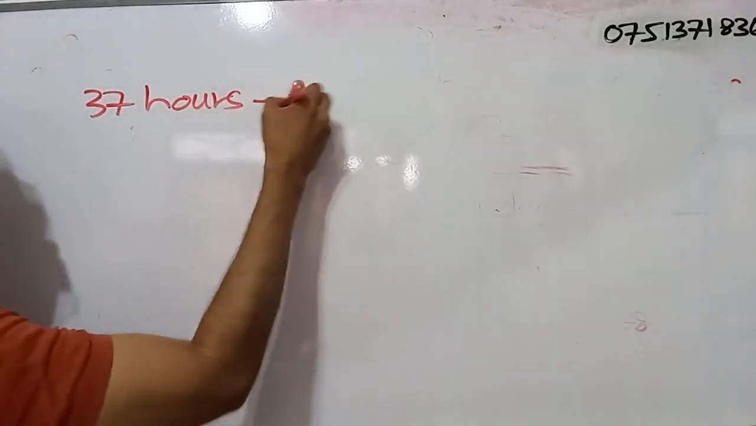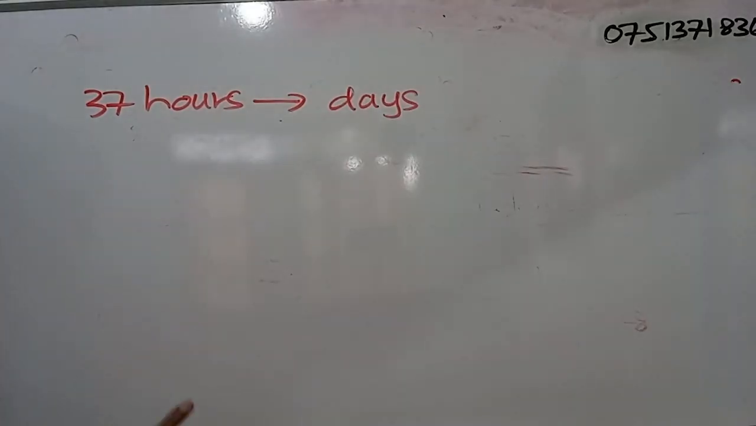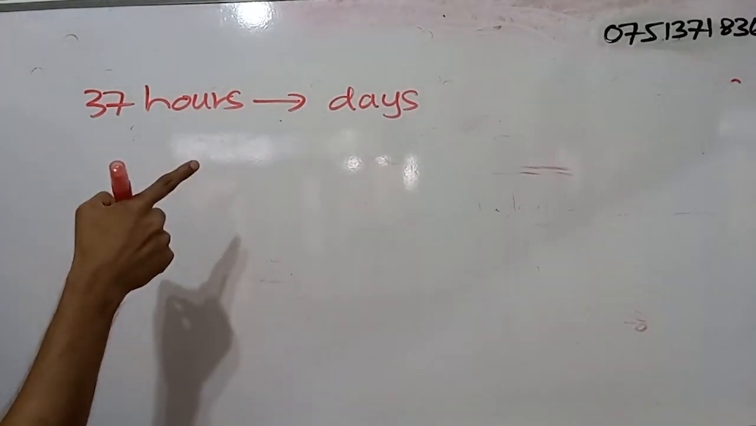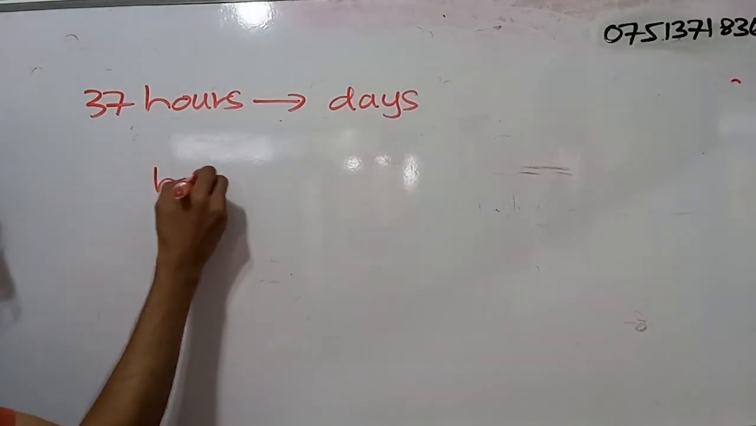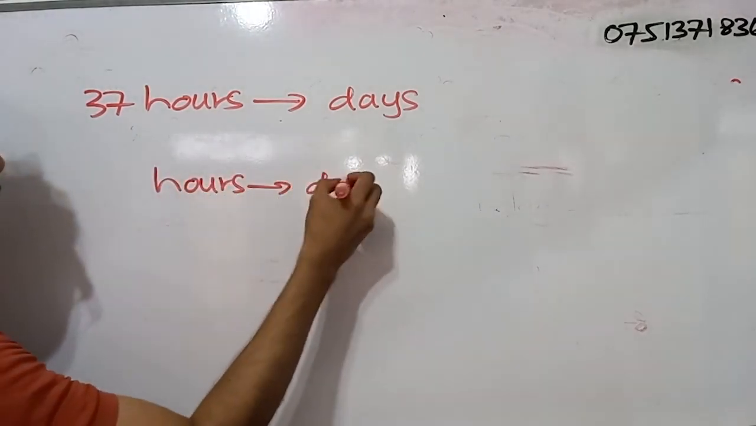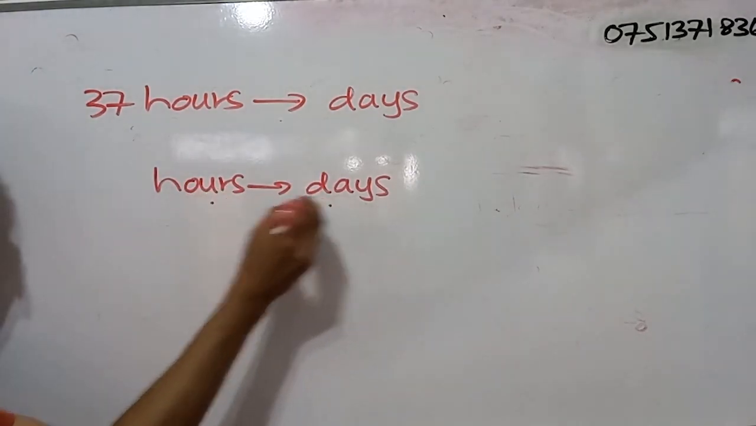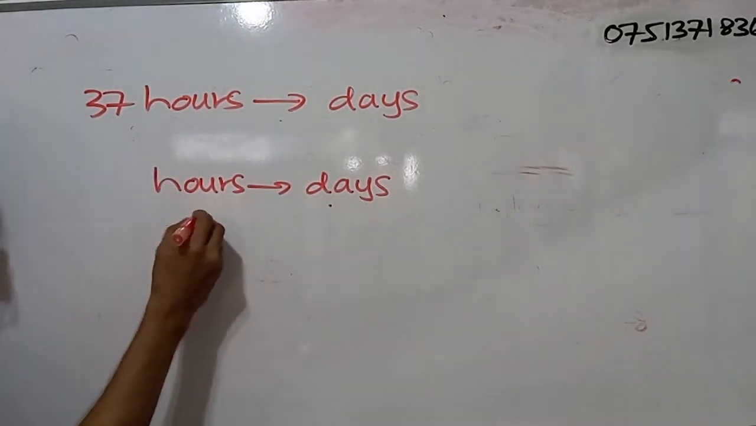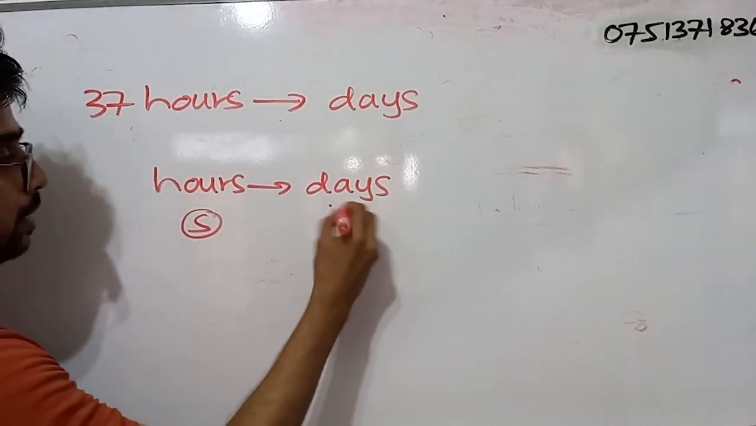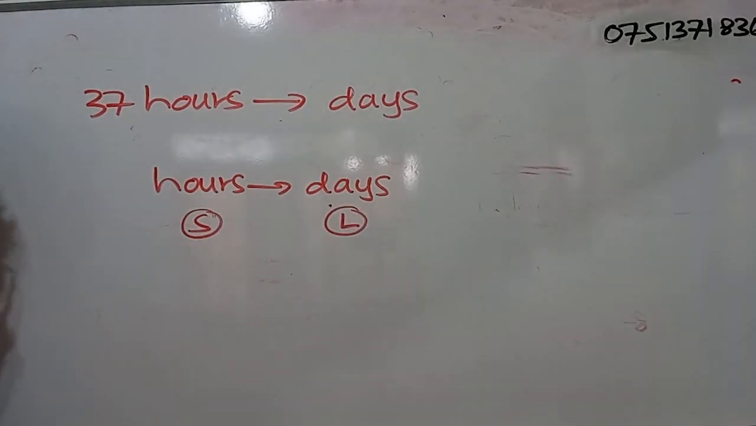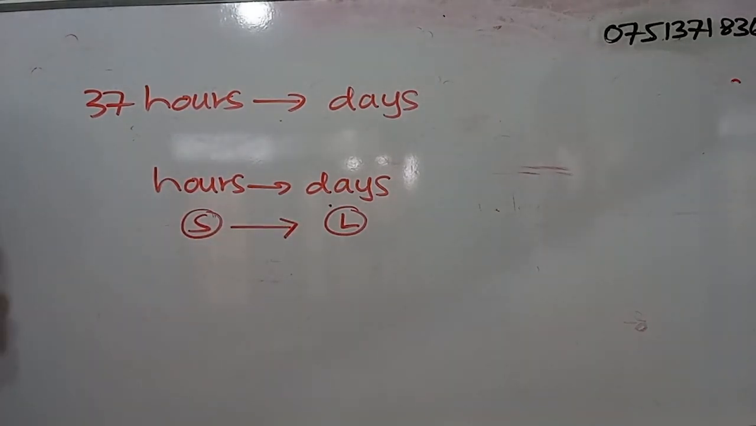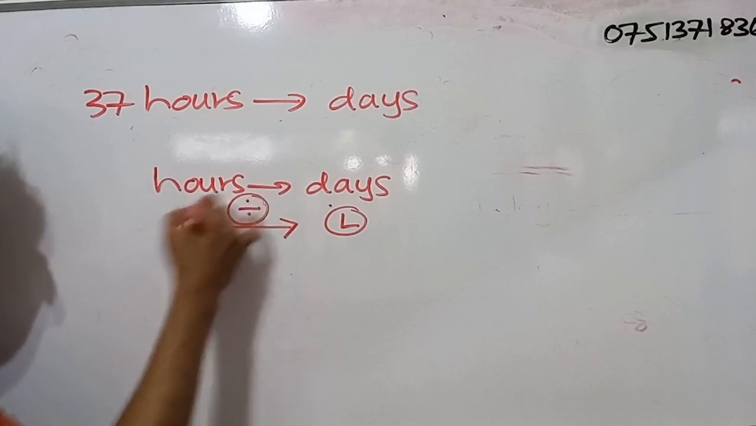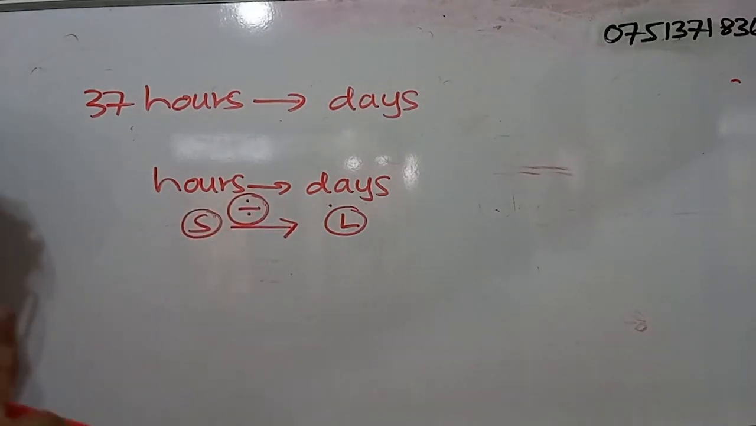37 hours into what? Days. So just as before, we have to convert hours into days. When we compare these two units, hours is the smaller unit and days is the larger unit. So we have to convert a smaller unit into a larger unit. Then definitely we have to divide. Divide by what amount? Now you know, divide by 24.